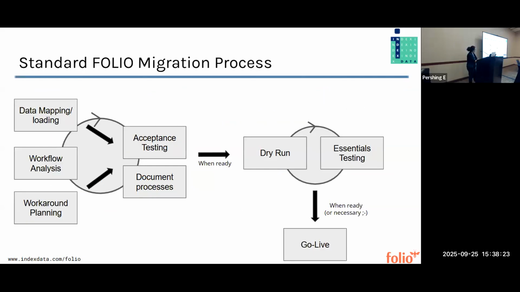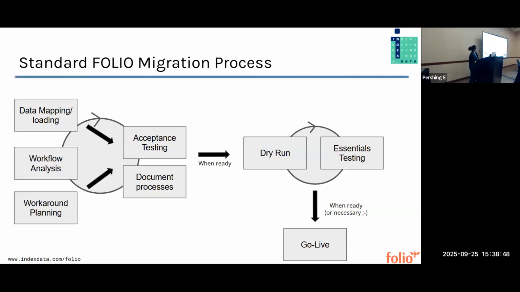So this diagram is not very beautiful. However, it is sort of accurate. So we're going to go through it real quick. On this side, we have the iterative process of how we get data into your system. So there's data mapping and loading, there's workflow analysis, and there's workflow planning. And then we actually load the data and we actually test those workflows. And then we say, nah, that wasn't quite right. And we go back and we do it all again until everything is perfect, right?